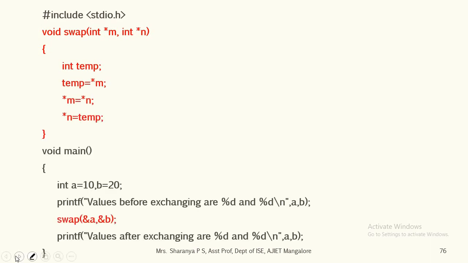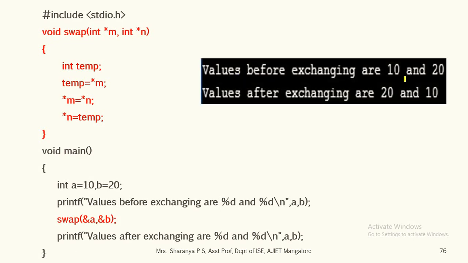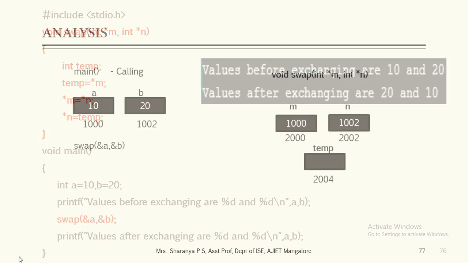If we summarize with the simple code, this is the output that we could see for this program. That is, values before exchange are 10 and 20. And after this swap operation, since we pass the addresses of A and B, whatever changes are done inside the function are going to affect A and B, since they share the same memory location. So it prints values after exchanging are 20, 10.